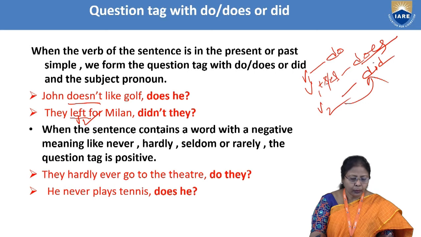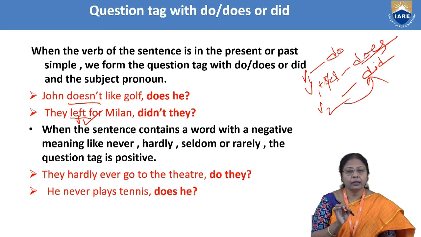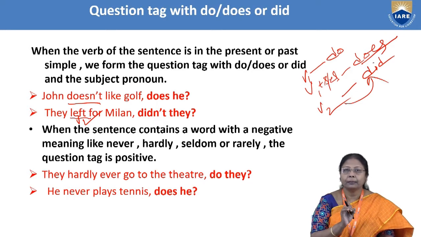And then one more very important rule that I would like to tell you here. When a sentence contains a word with a negative meaning like never, hardly, seldom, rarely, all these words, when you read them, you may feel they are positive, but they are not positive words. They are negative in their meaning. So, based on the basic rule, you'll get a positive question tag.